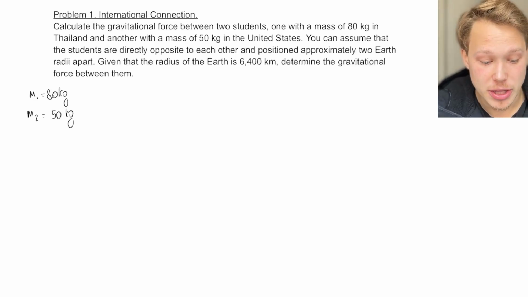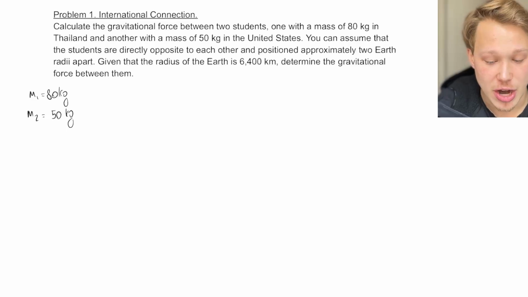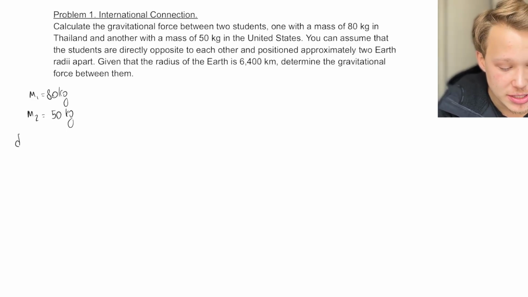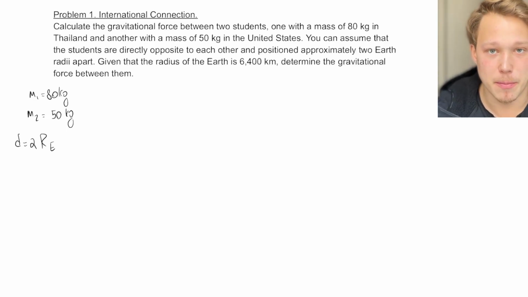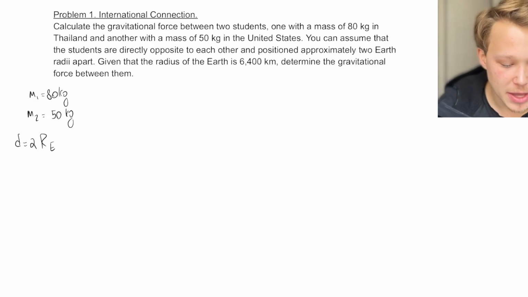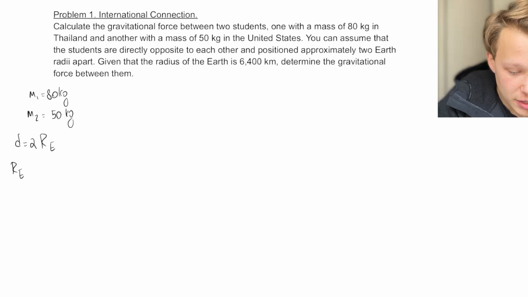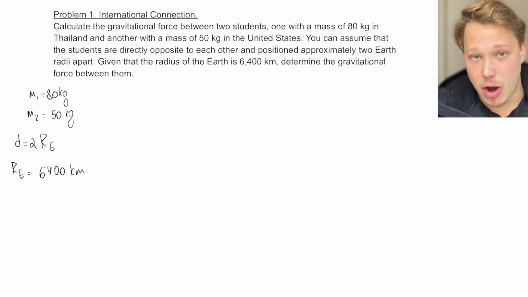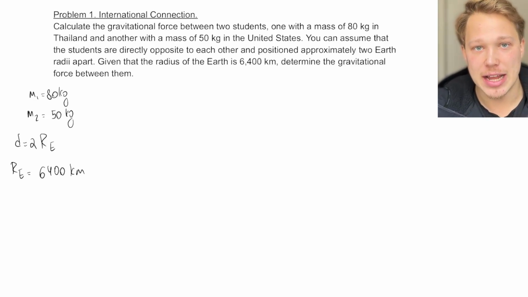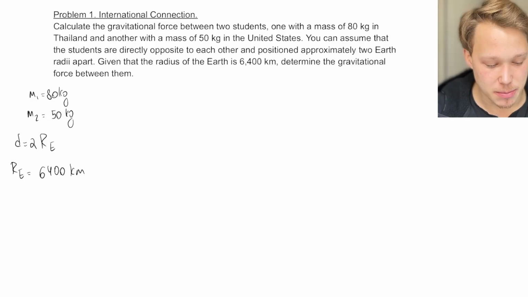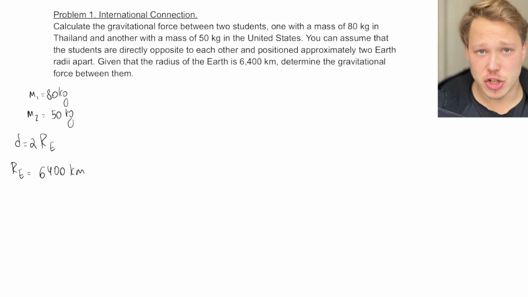You can assume that the students are directly opposite to each other and positioned approximately, so distance is twice the radius of the Earth, right? They're basically on the opposite sides of the planet. And we're given the radius of the Earth is equal to 6,400 kilometers. So in any physics problem, before you even write any equations, if any of your units are not in standard SI units, then you have to convert them to standard SI units, that is into kilograms, meters, seconds, etc.